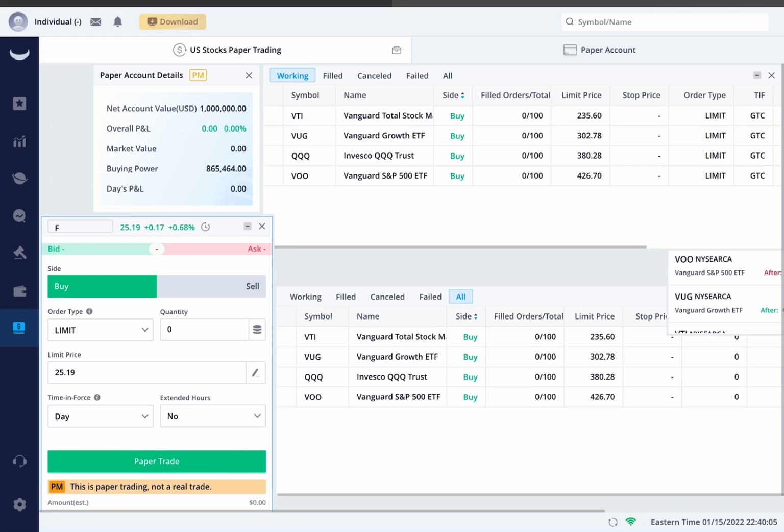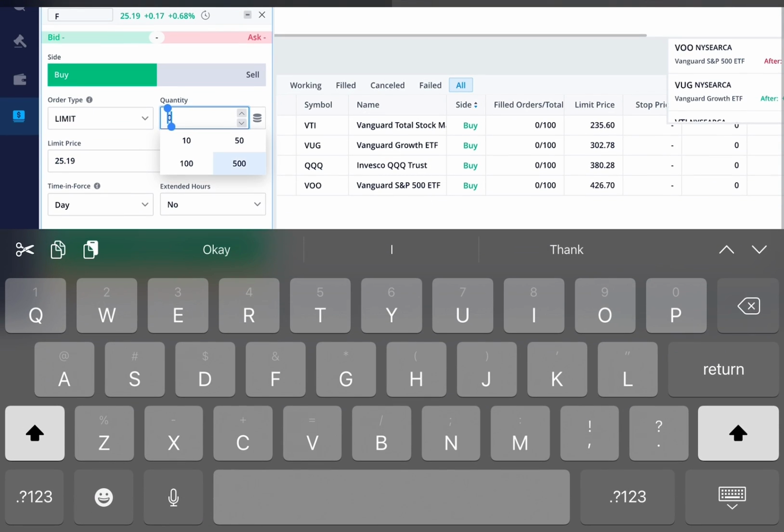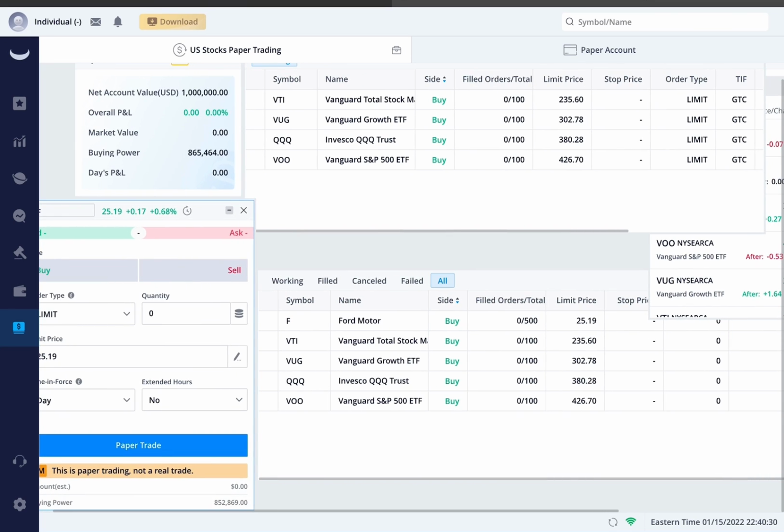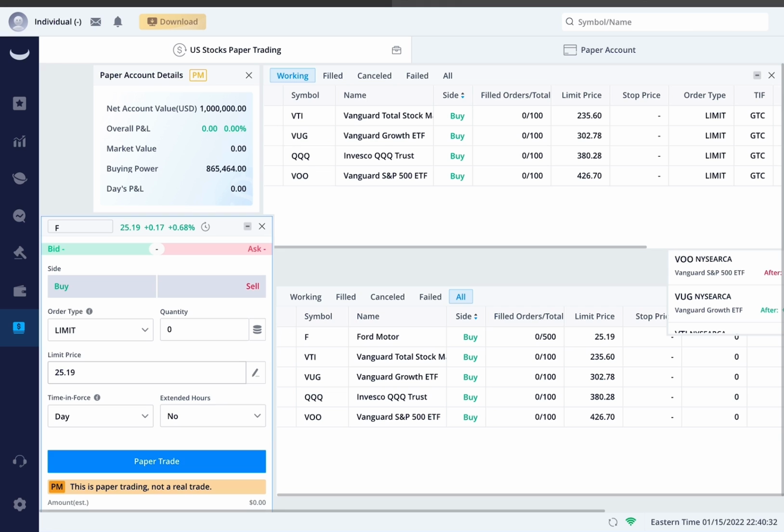All right, I'm going to buy, limit, 100 shares. Now this one is very inexpensive. I'm going to get 500 shares on this one at $25. So if we want 500 shares, $25. Time in force, GTC, extended hours, yes, and paper trade. All right. So I'm still wondering what happened to SPY. I might try that one again later.